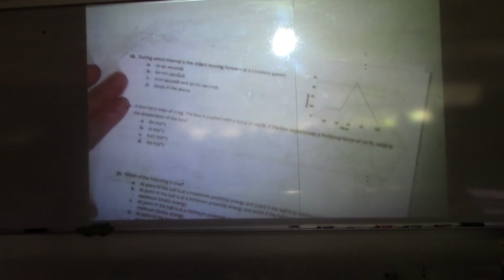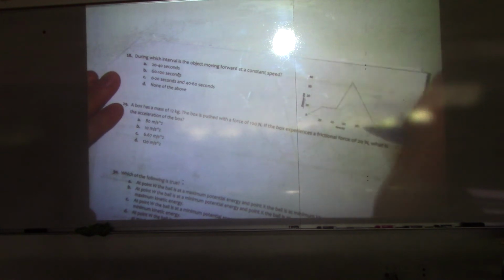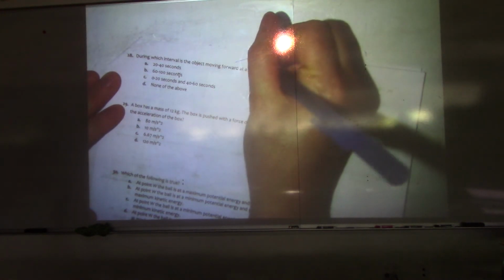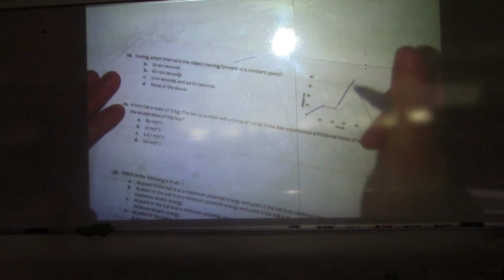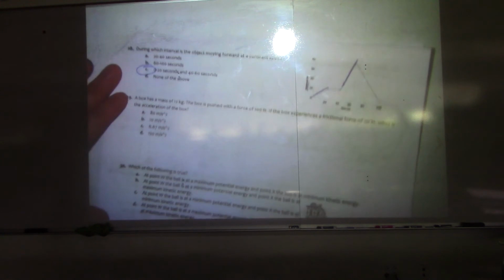Moving forward at a constant speed, so this is a distance graph, so I want a straight line going up, so here and here. This is at rest. This is going backwards, so 0 to 20 and 40 to 60, C.